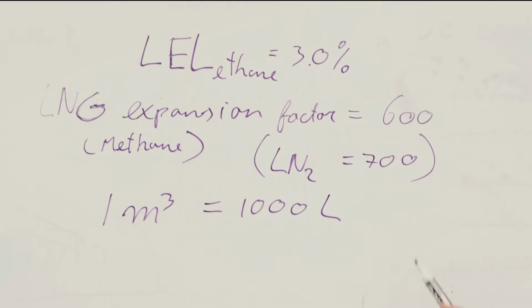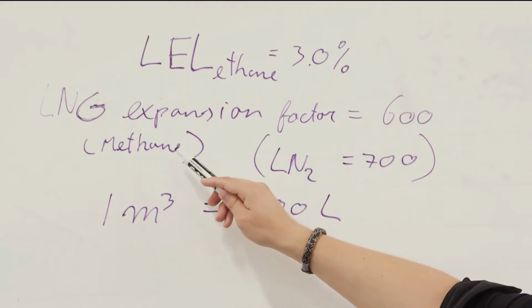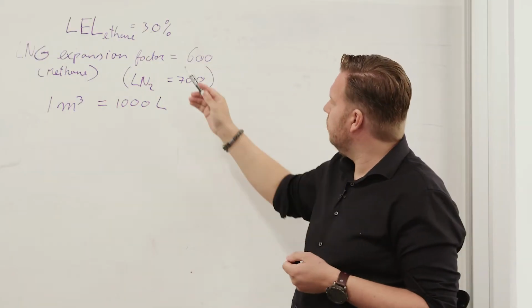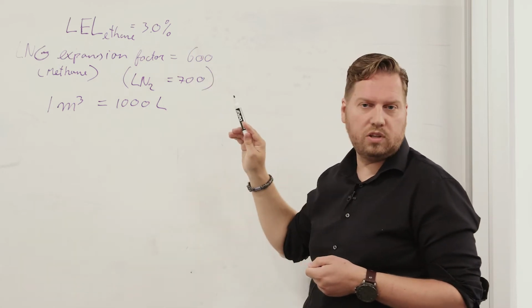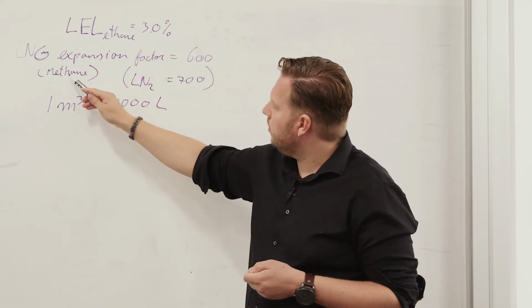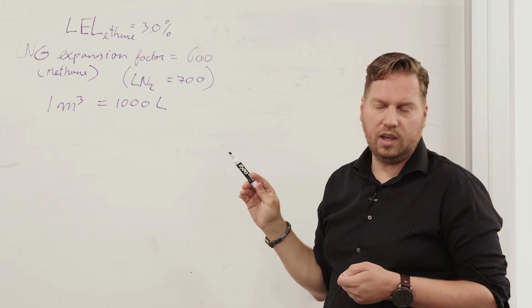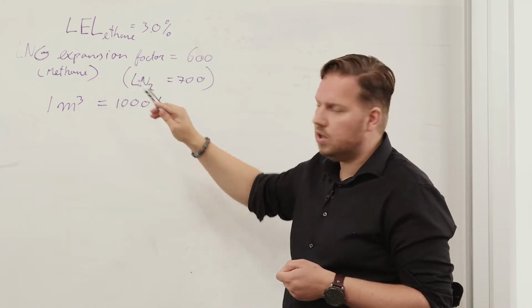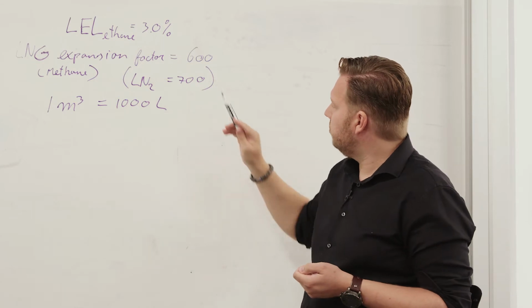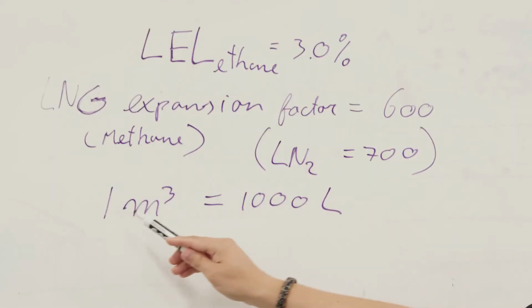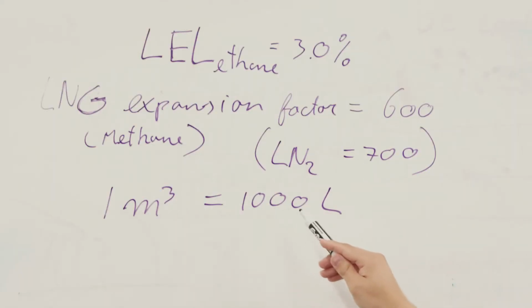And this means when you have a liquid methane or liquid ethane, when that liquid evaporates into gas, you will get an expansion of a factor of 600. So 1 liter of methane liquid will transform into 600 liters of methane gas. Same goes for liquid nitrogen. If you have 1 liter of liquid nitrogen, that will be 700 liters of nitrogen gas when it evaporates. And the last one is a cubic meter. This is 1,000 liters. So for the calculation that I will be doing, I'll be using standard international units.